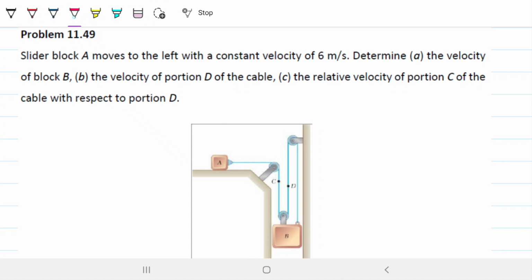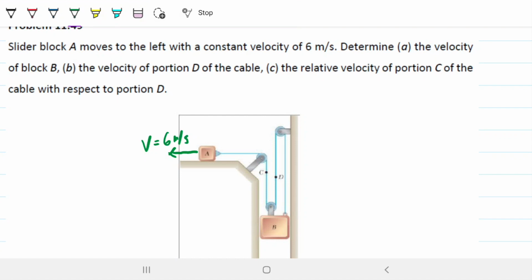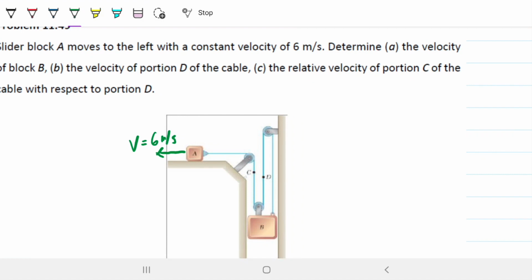Okay, so let's start with what we know. This guy is moving to the left with a constant velocity of 6 meters per second. We also see that we have B there, and they are attached by pulleys. So if A is moving to the left, then that means that this is pulling this rope here, which is pulling on this rope, which is pulling on this rope, so that means that B is going upwards.